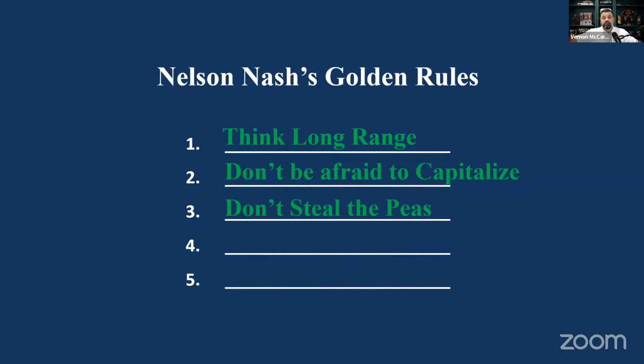Because the more money you send back to the insurance company, the more capital gets put to work, the more profitable the insurance company becomes, and the more access to capital you have. So don't steal the peas. Don't do business with banks.